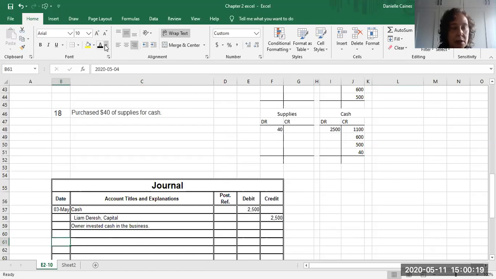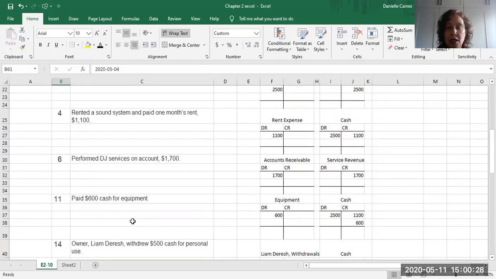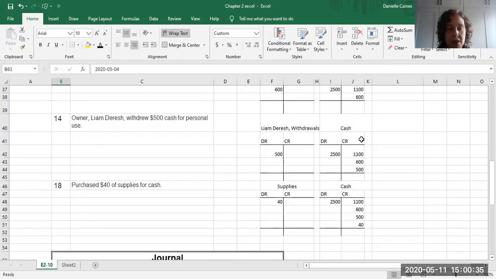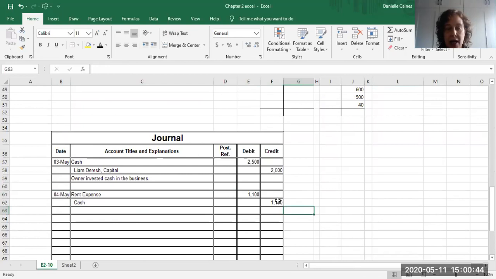May the 4th. And let's go back, look up and see what our debits and our credits were. So we have a rent expense, $1,100, cash, credit, $1,100. So we have a debit to rent expense, $1,100, a credit to cash, $1,100. And then we have our explanation that we paid for 1 month's rent for equipment.